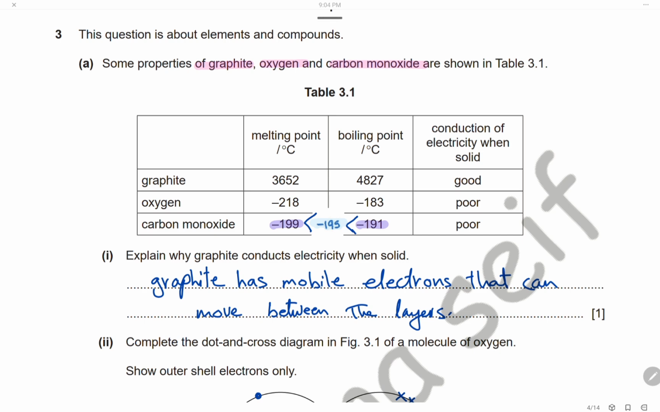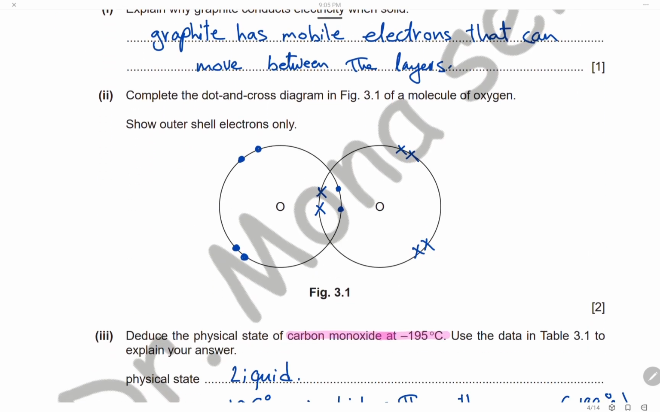Question 3. This question about elements and compound. Some properties of graphite, oxygen, and carbon monoxide are shown. We have the melting point, boiling point, and conduction of electricity when they are solid. Why graphite conduct electricity when it is solid? Graphite has mobile electrons that can move through the structure or can move between the layers, so graphite can conduct electricity.